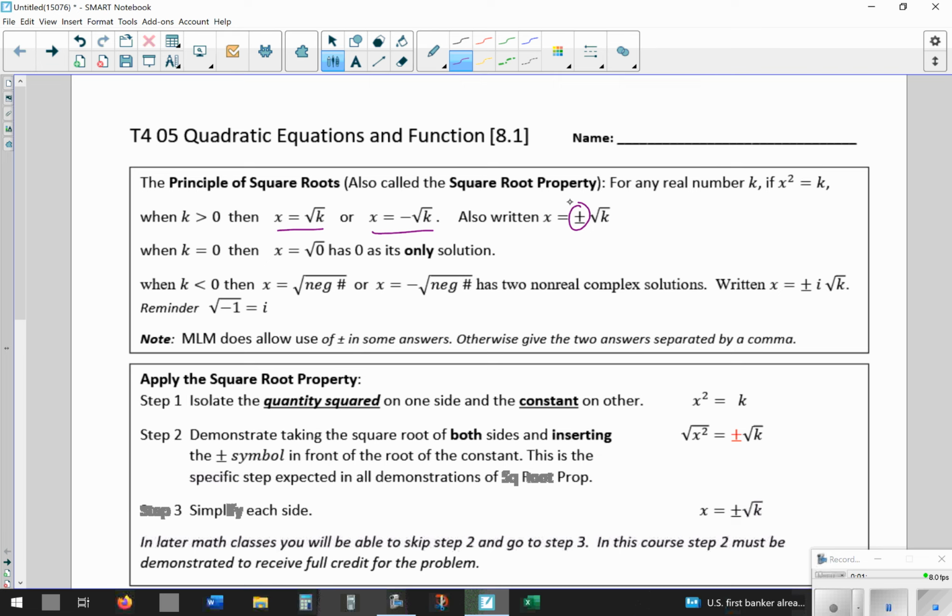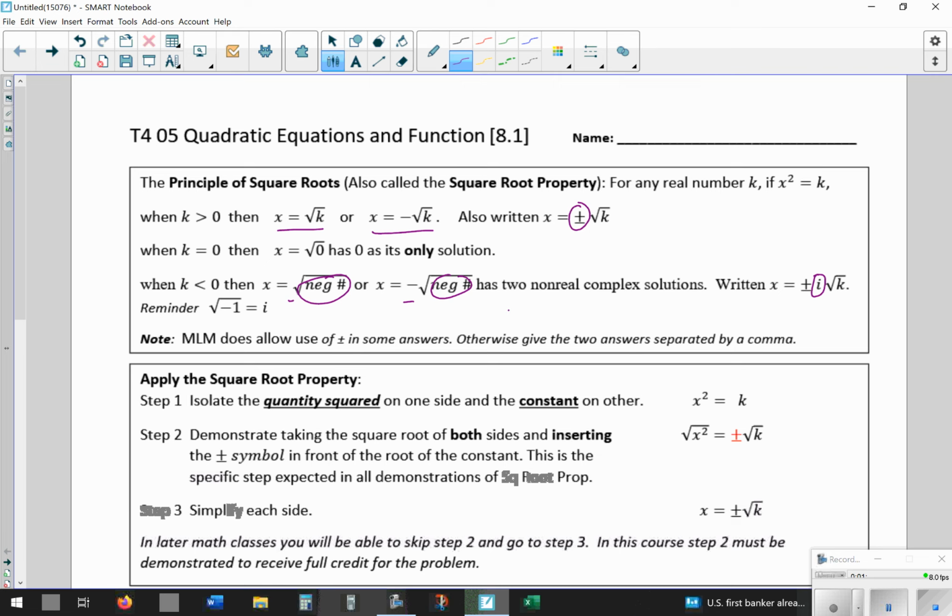And if k is less than 0 or a negative value, we're still going to have the principal root and the negative root, but we're also going to have a negative number under the radical, which says then we're going to have those two non-real complex or two imaginary solutions. And when we write that, the difference is that we're going to have an i as part of that solution. And of course, we have to remember that the square root of negative 1 is equal to i.